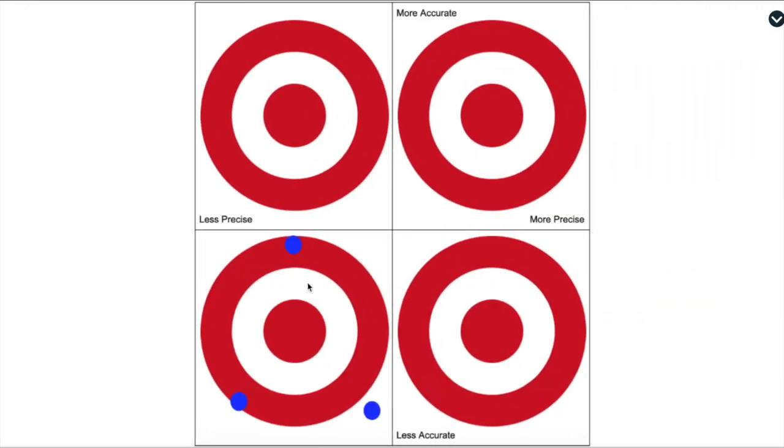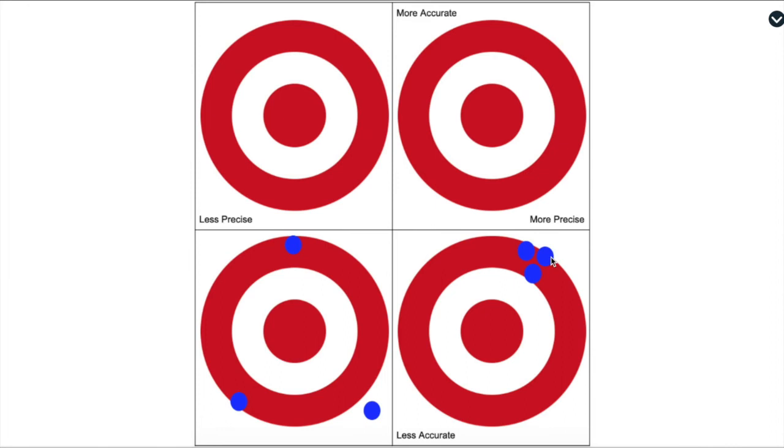First off, on this bottom left, this is a non-accurate, non-precise throwing of darts or making of measurements. So in this case, we have, go ahead and put marks where these 3 blue dots are. And this is not precise because the marks are all far apart from each other, and it is not accurate because none of them are close to the bullseye.